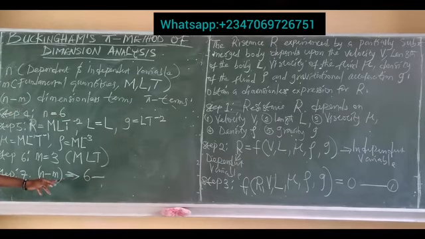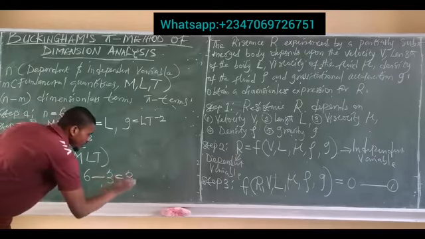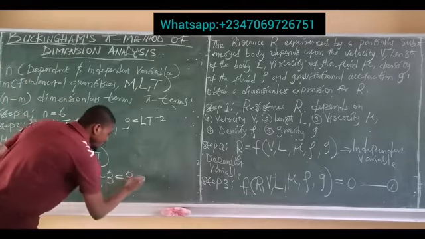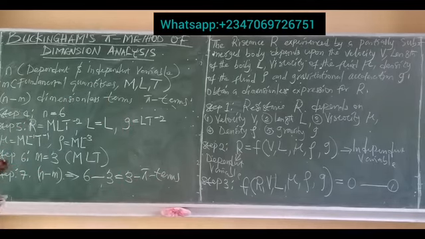M is the number of fundamental quantities involved, which is 3. 6 minus 3 simply gives us what? 3. So this simply means we are going to have 3 pi terms. Hence, we have 3 pi terms. That is what it means. It means we are going to have 3 pi terms.